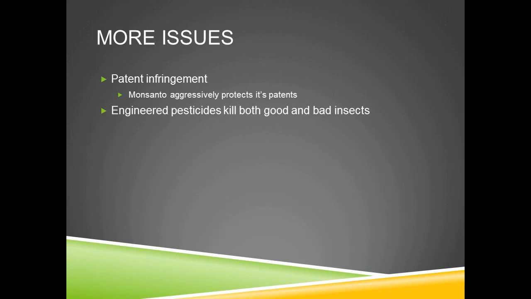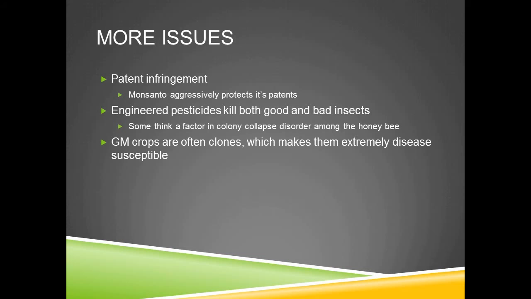Additionally, most of the genetically incorporated pesticides kill both good and bad insects. Some scientists have hypothesized that this is one reason for colony collapse disorder among honeybees. Additionally, the practice of genetic modification leads to plants that are genetically identical. Thus, one new disease would wipe out an entire species.